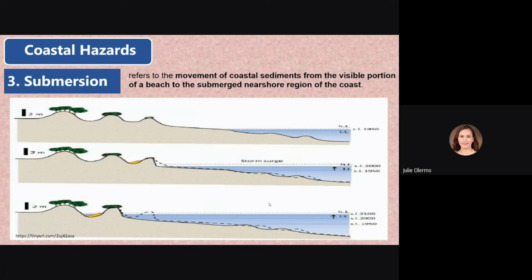Next, submersion refers to the movement of coastal sediments from the visible portion of a beach to the submerged nearshore region of the coast. Based on the presented illustration from 1 to 3, the deposits from picture 1 are not visible anymore in picture 3 after the storm surge.